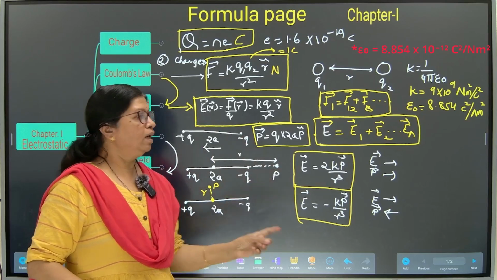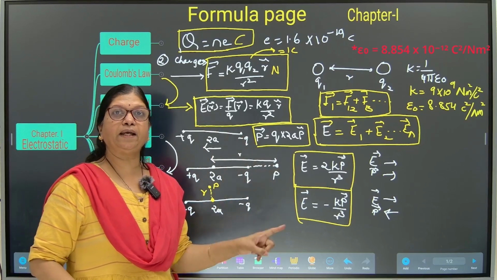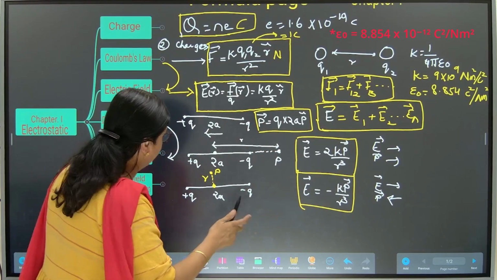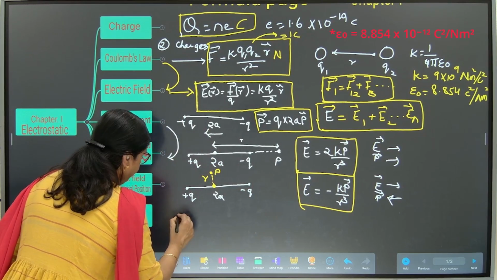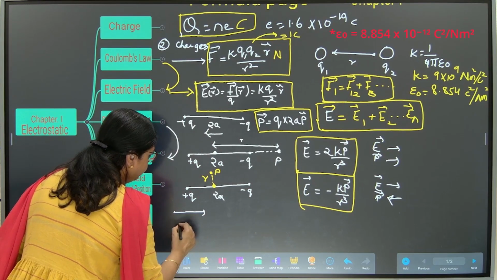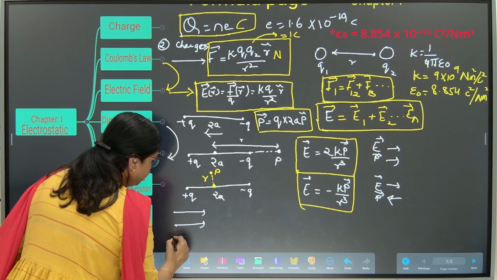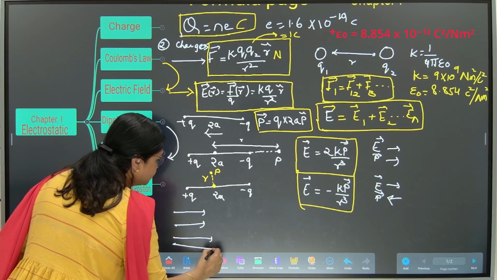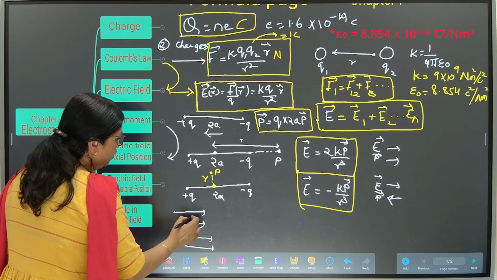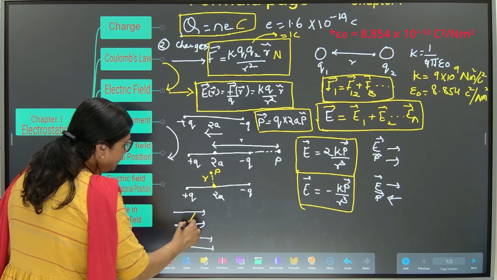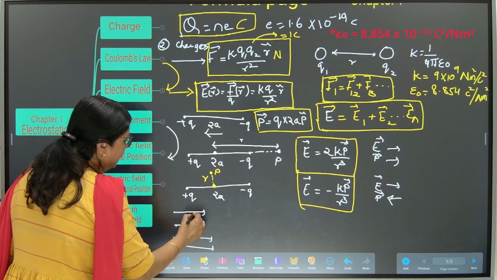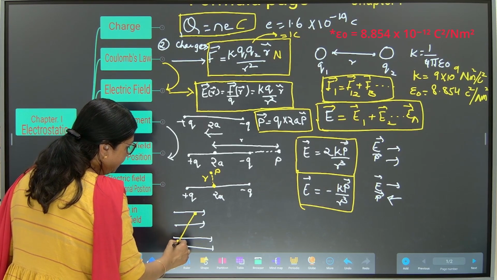Now, after understanding what a dipole is, what the electric field due to a dipole at the axial point is, and what the electric field due to a dipole at the equatorial point is, let us place the dipole in a uniform electric field, making an angle theta with the electric field itself.